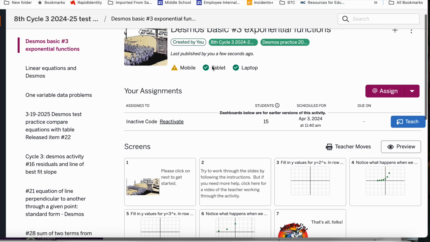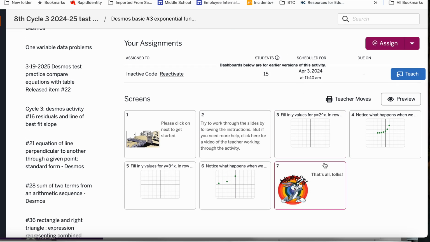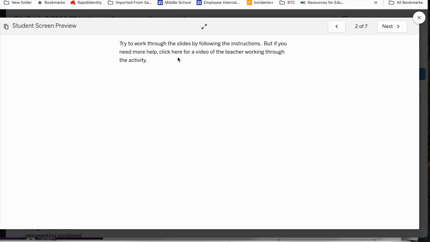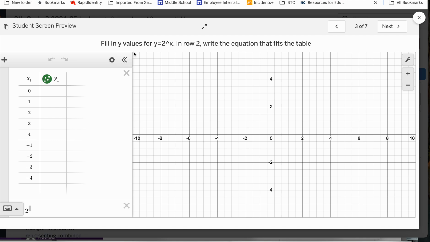Work through the third activity, Desmos Basic number 3, exponent, and it has us work a little bit on exponential functions, and we'll learn a couple things here. Okay, so we get started, and then here I'm going to put a link to the video that I'm making right now. Okay, so fill in the values for 2 raised to different powers.